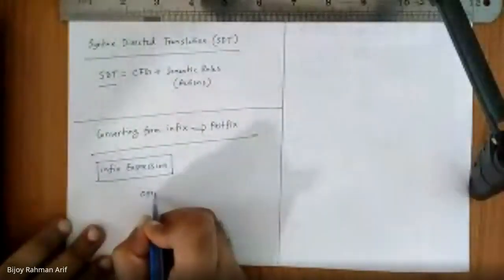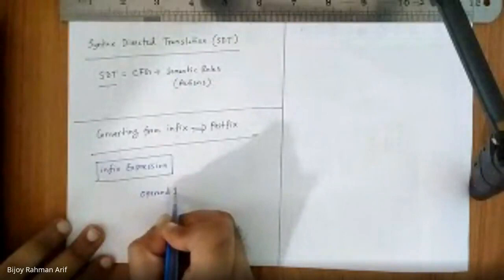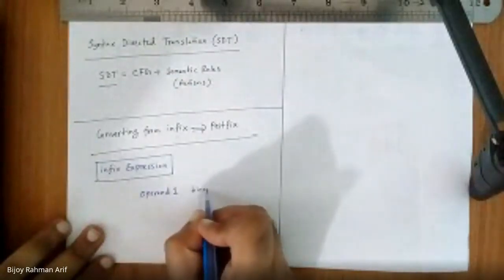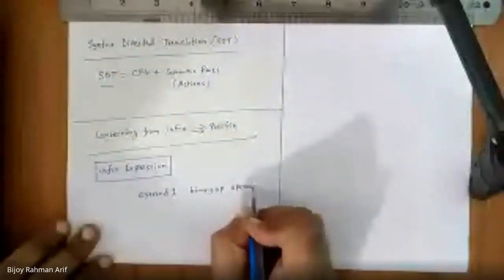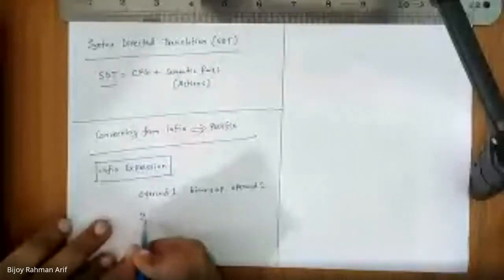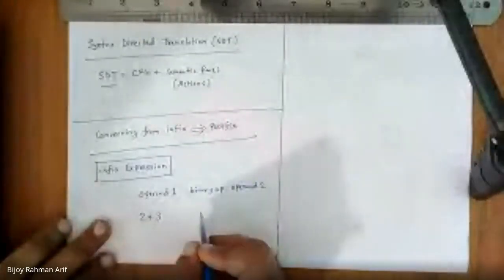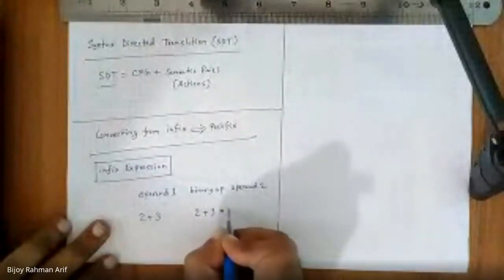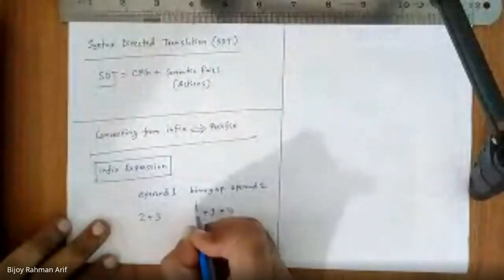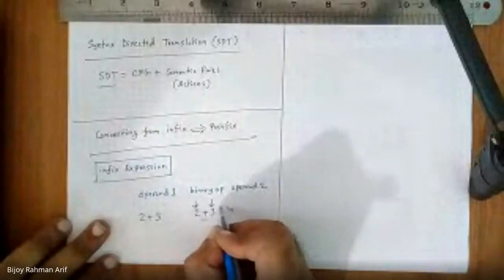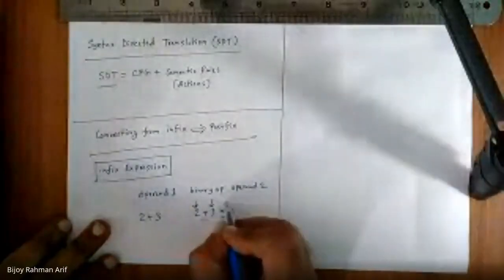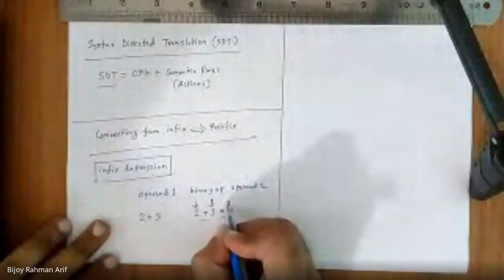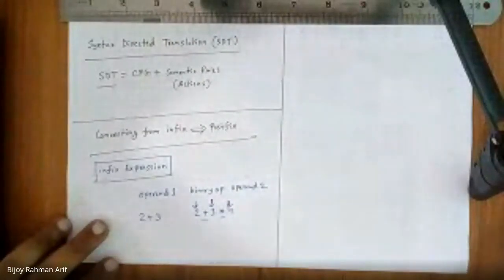It is like this: operand 1, binary operator, operand 2. So this is the infix expression. For example, 2 plus 3, or let's say 2 plus 3 star 4. Each operator is between operand 1 and operand 2. These are called infix expressions.